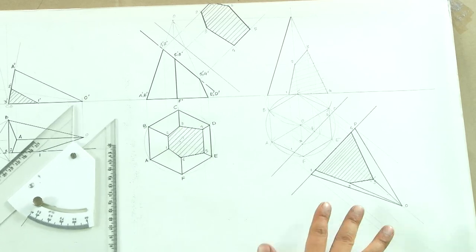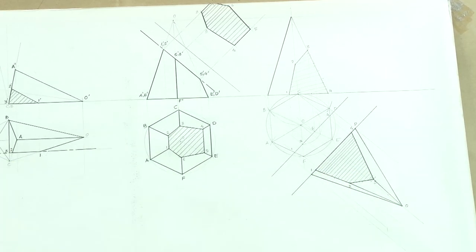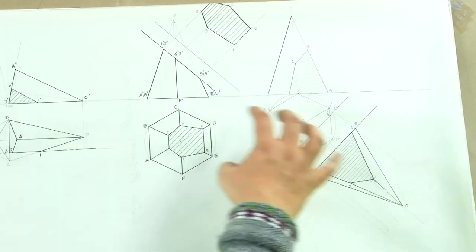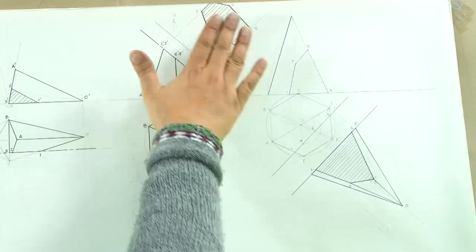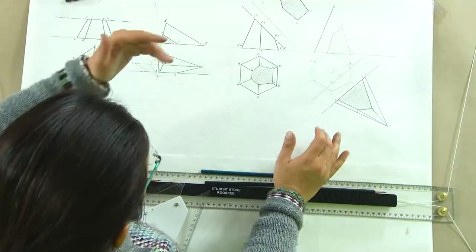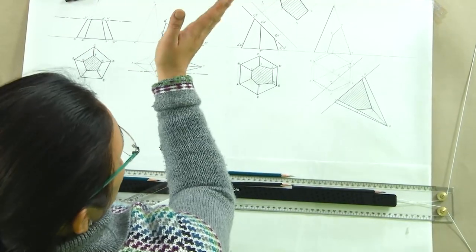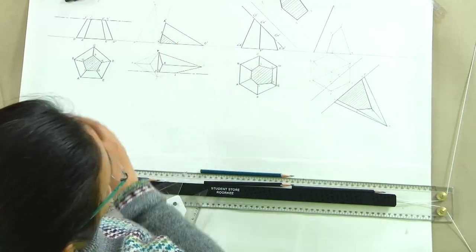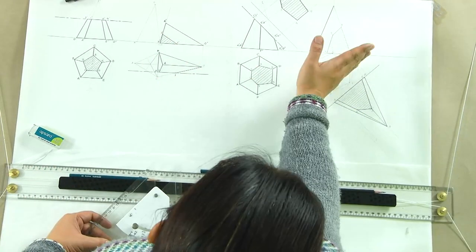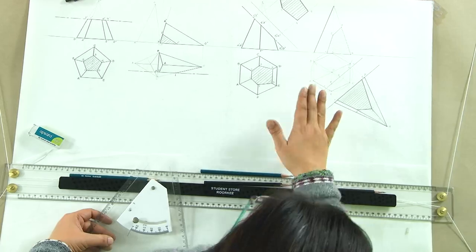In this manner, you can draw the sections of pyramids given different conditions of the section planes: parallel to HP, perpendicular to HP, parallel to VP, inclined to HP and perpendicular to VP, and this one, inclined to VP and perpendicular to HP. I hope with this you have fairly understood how to draw sections of pyramids, and we have already covered the sections of prisms earlier.